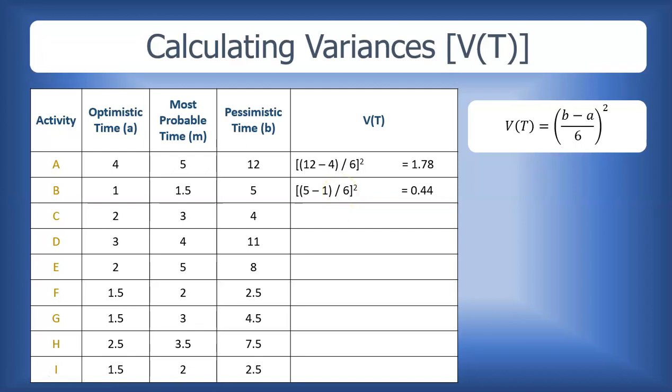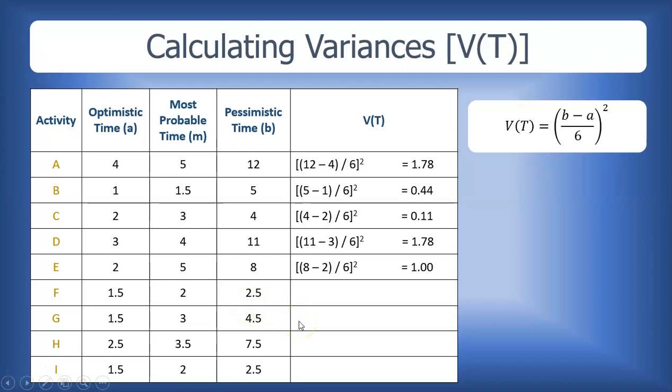Alright, rounding to 2 decimal places. For C, 4 minus 2, that's 2, divided by 6, that's 1/3, square that, we get 0.11. For D, 11 minus 3, that's 8, 8 divided by 6, that's 4 over 3, or 1.33, square that, we get 1.78. For E, we have 8 minus 2, that's 6. Divide by 6, we get 1.